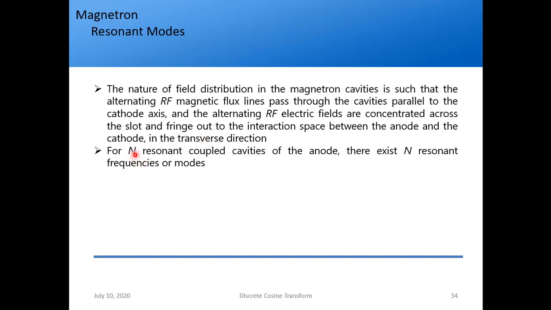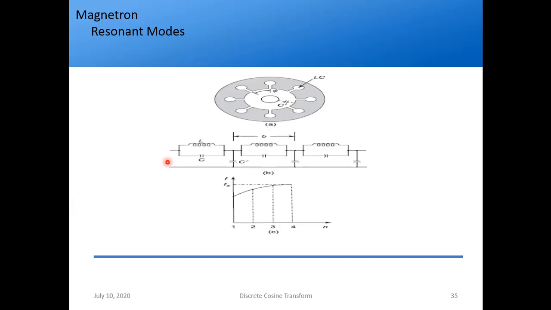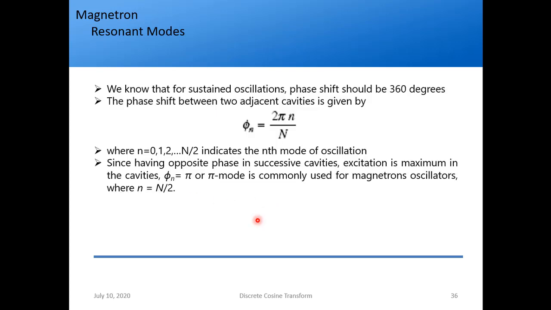If you have n resonant coupled cavities, there will be n corresponding resonant frequencies or modes. Because they are different frequencies, we can call them modes also. So if you have 8 cavities, we'll have 8 different modes. These are called resonant modes. Corresponding to this magnetron, we have this equivalent circuit. Each cavity corresponds to this parallel LC circuit. What this diagram is, we'll see in some time. Now from Barkhausen's criterion, we know that for sustained oscillations, the phase shift would be 360 degrees or 2 pi, right?